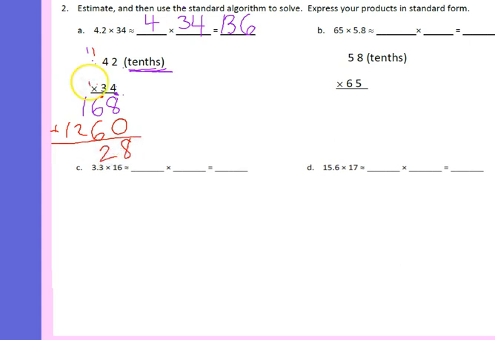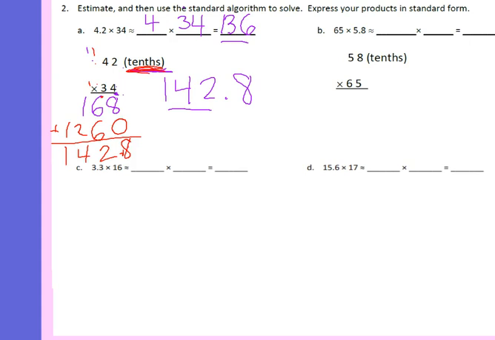6 and 6 is 12. 2 plus 2 is 4. 1 plus 0 is 1. Now remember that our unit form was tenths, so our answer should have a tenths. It's the one number behind the decimal. So my final answer is 142 and 8/10. And 142, 136. Those are pretty close. That's a reasonable distance. Let's take a look at B.